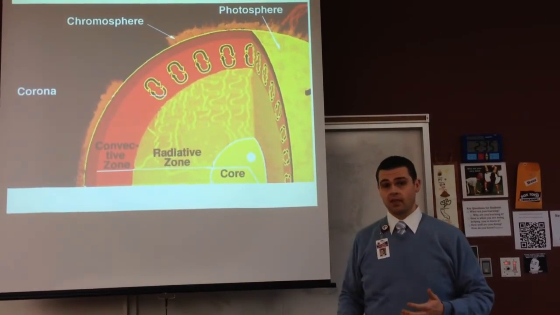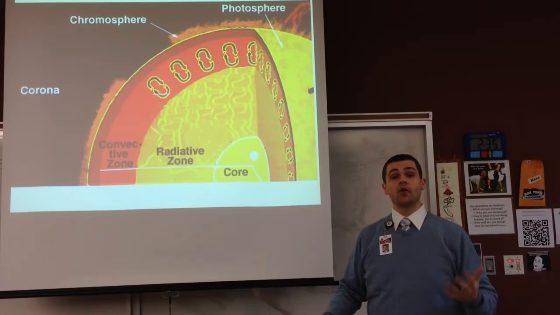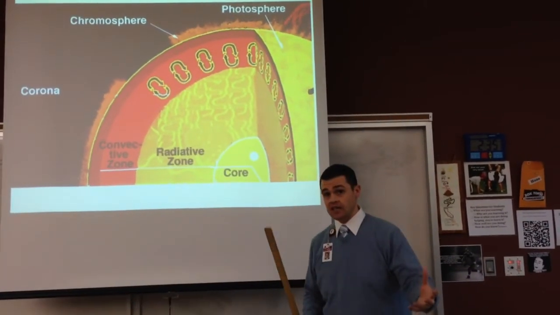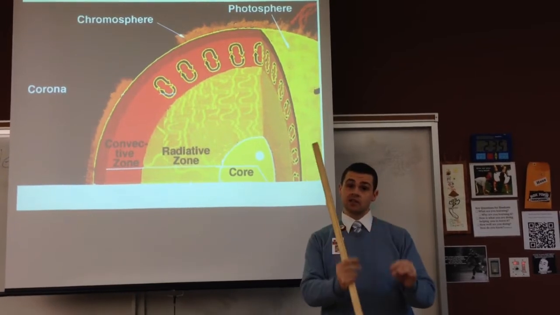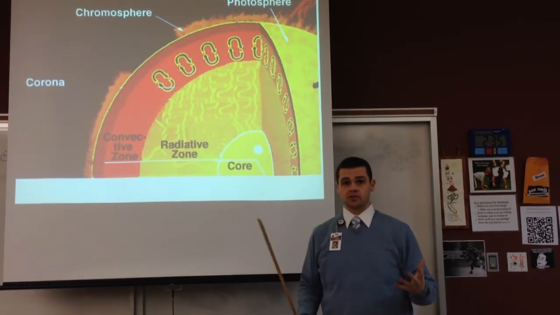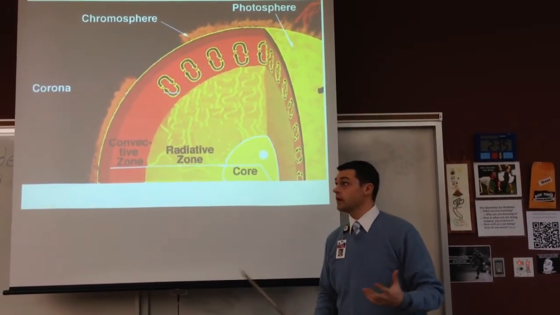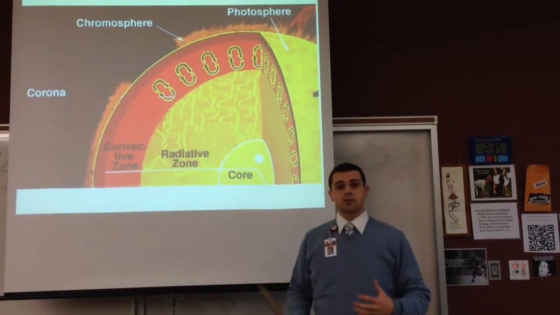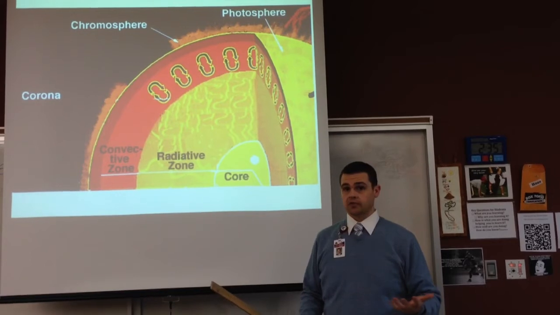The next layer is the photosphere, and it's called the photosphere because it's the layer that we can actually see. So we can see the sunspots on the photosphere. That's where the sunspots appear to us. And then after the photosphere is the chromosphere, and that's where we have solar prominences and solar flares.